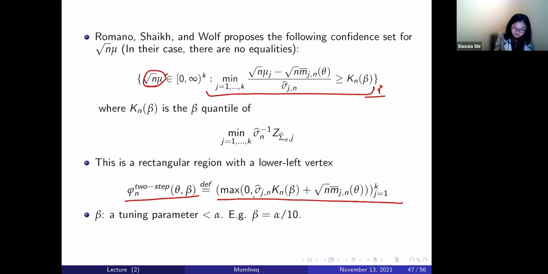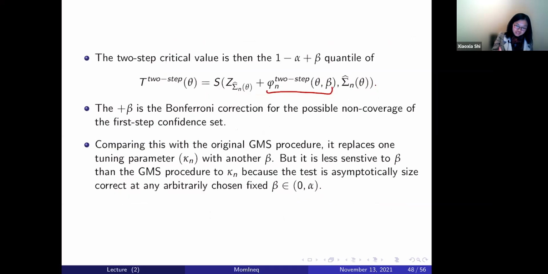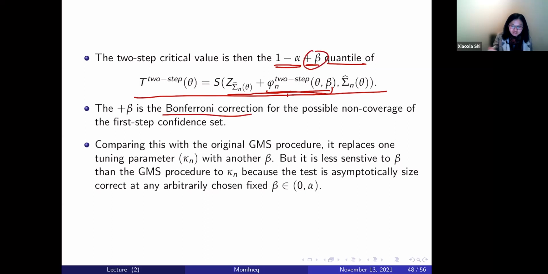This is the lower left corner of the confidence region for root n mu, and we use that in place of the generalized moment selection function and put that into the S function. And that is the statistic that we simulate the critical value from. But notice that the critical value is the 1 minus alpha plus beta quantile instead of the 1 minus alpha quantile, because we have to take into account the noise in constructing the confidence set for root n mu. And this beta is kind of a Bonferroni correction for possible non-coverage in the first step.